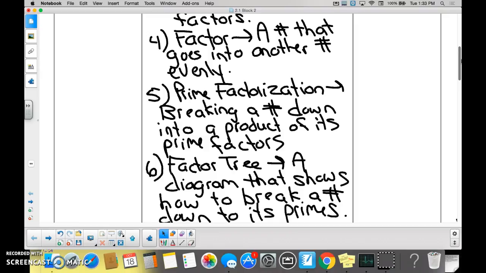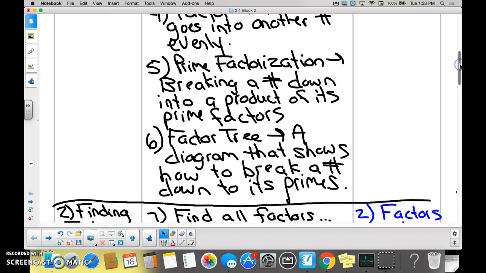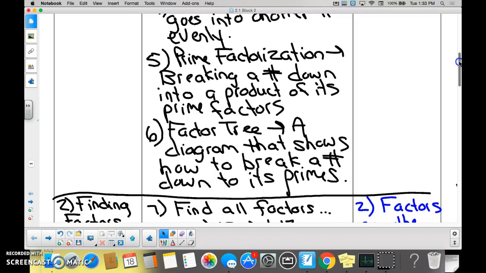Prime factorization then would be breaking a number down into its prime numbers. When you multiply all of the prime numbers together, it gives you the number you started with. And then a factor tree is the diagram we use to do that.